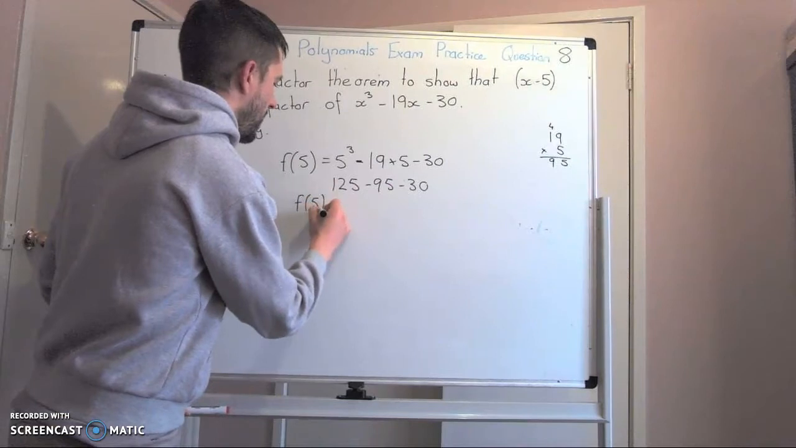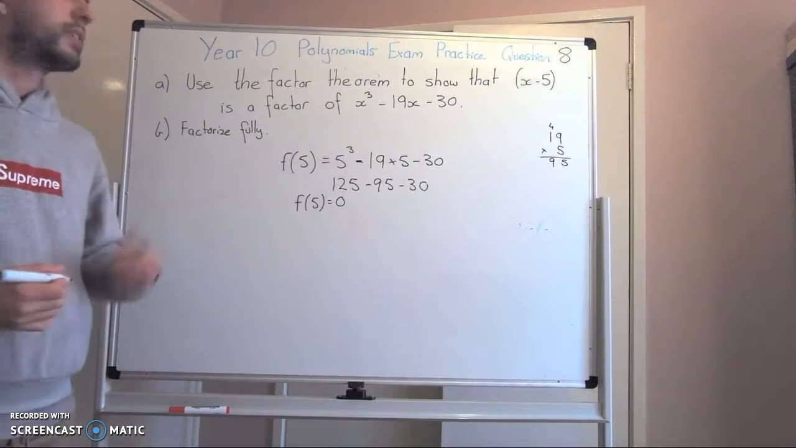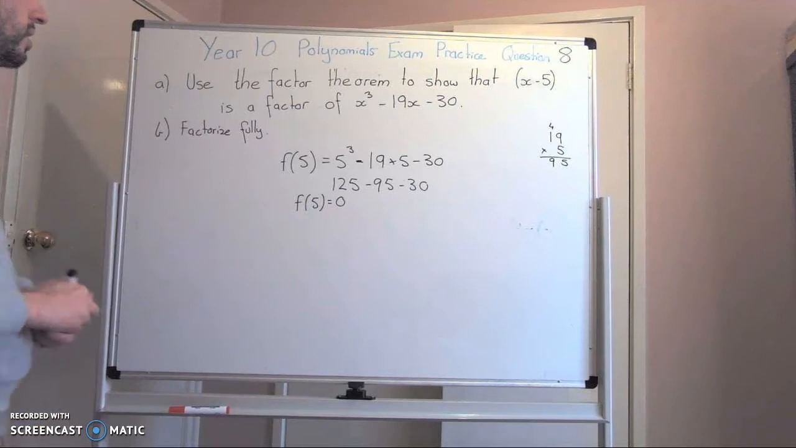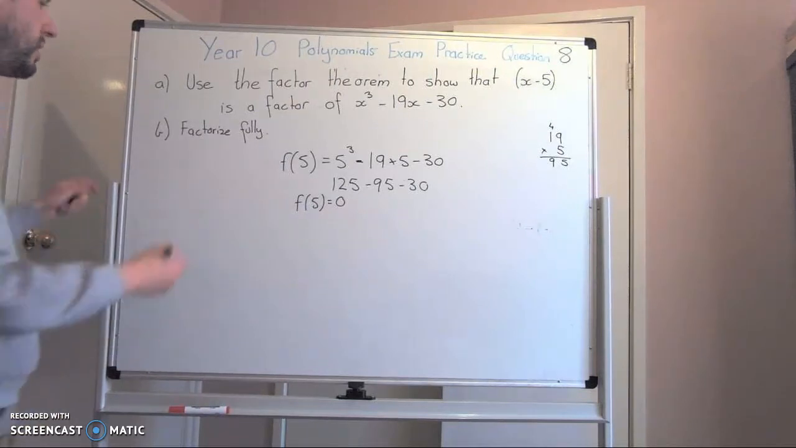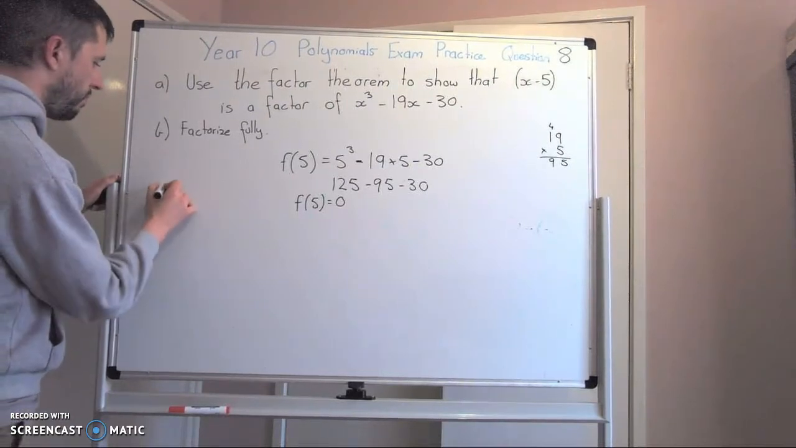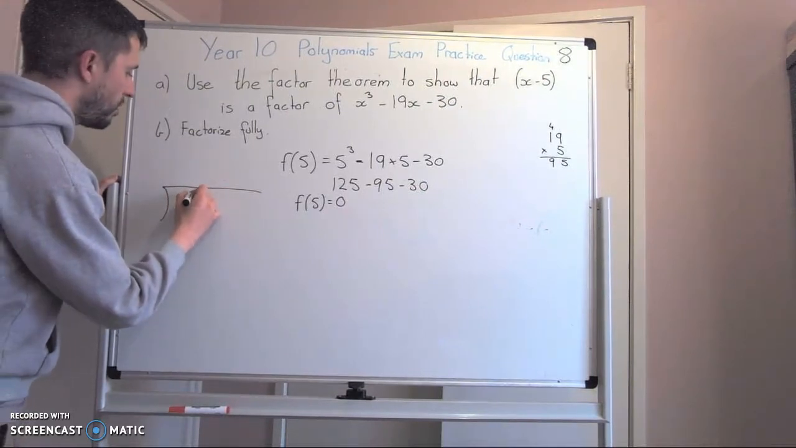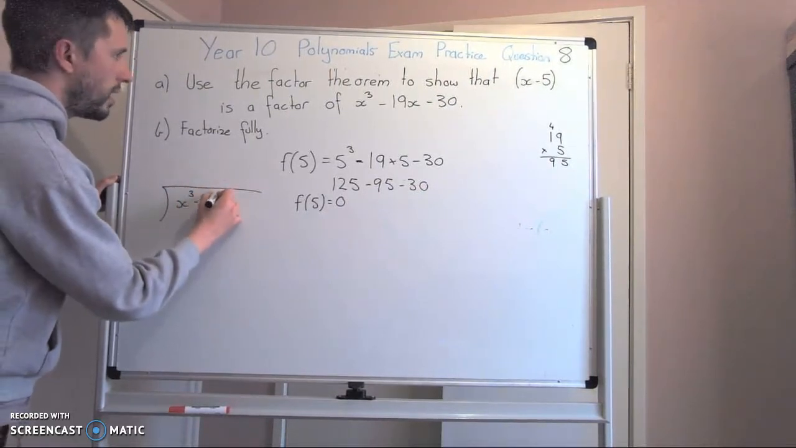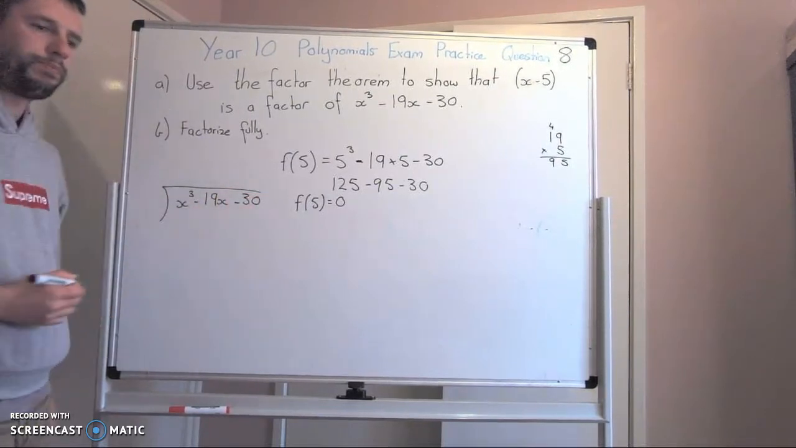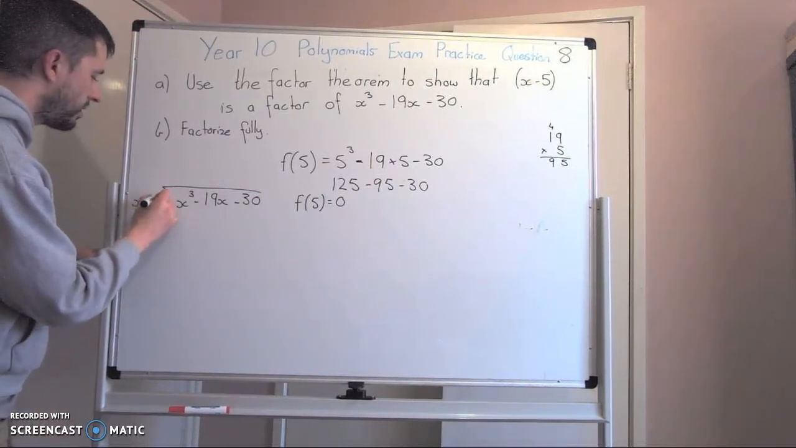So the function when x is 5 equals 0, which shows me it is a factor. Now we need to fully factorize this. So the first thing I'm going to do is I need to do my long division. So that means I know my polynomial is x to the power of 3, take away 19x, take away 30. My factor that I'm dividing by is x take away 5.